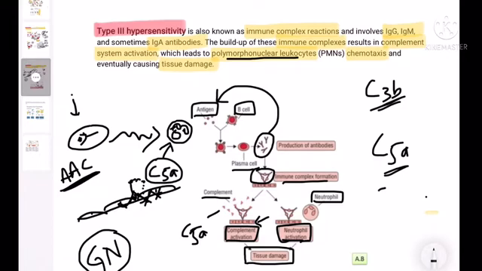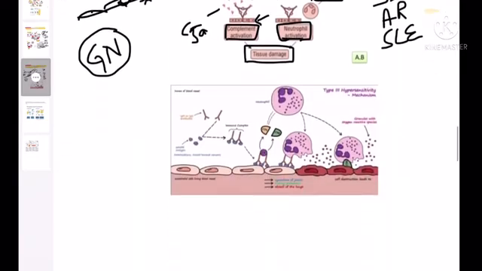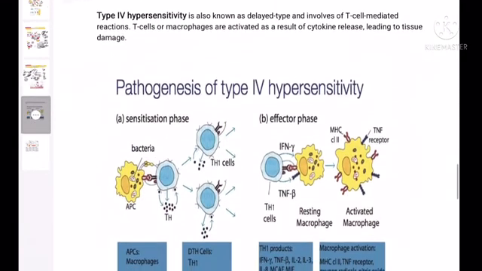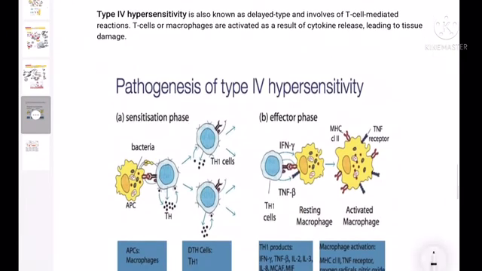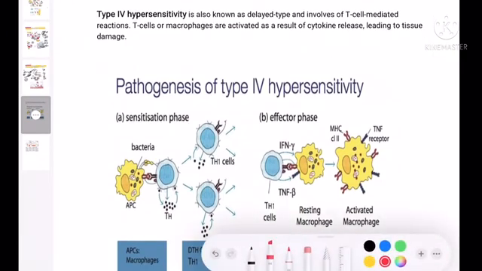So examples are serum sickness, Arthus reactions, and systemic lupus erythematosus. These are the examples of the type 3 hypersensitivity reaction. Now move forward to the type 4 hypersensitivity reaction.